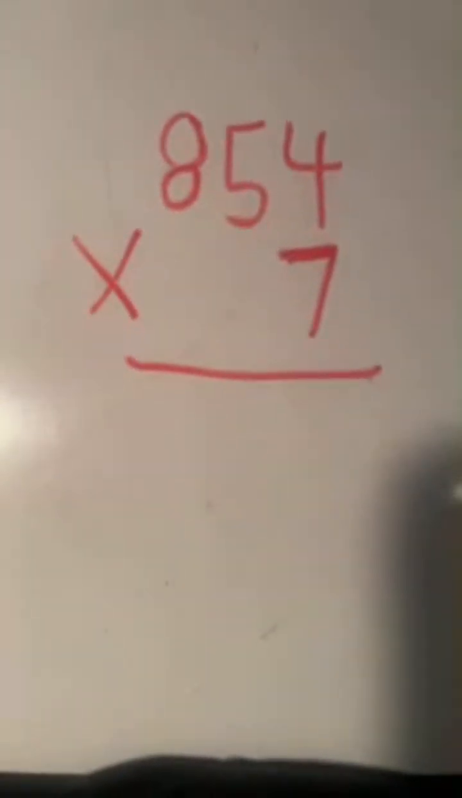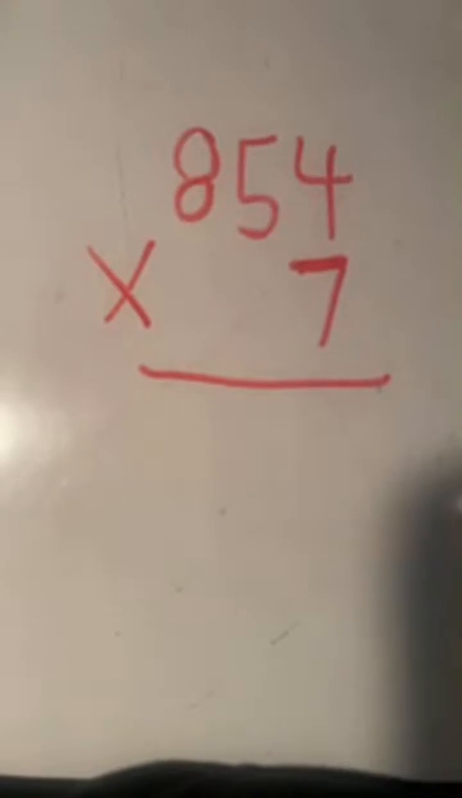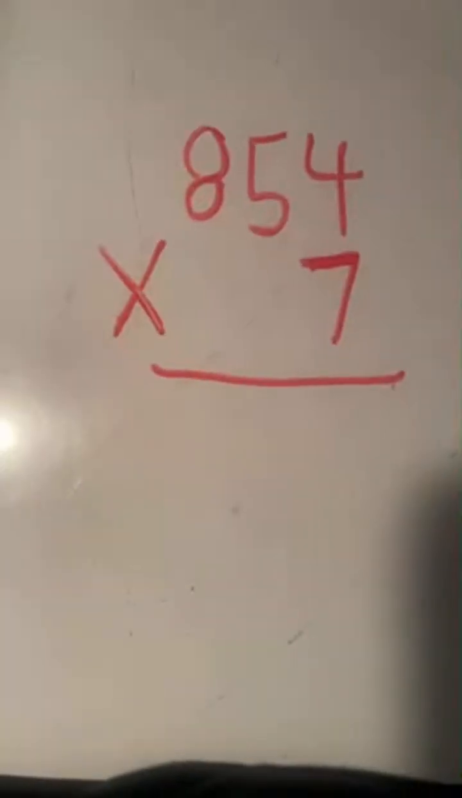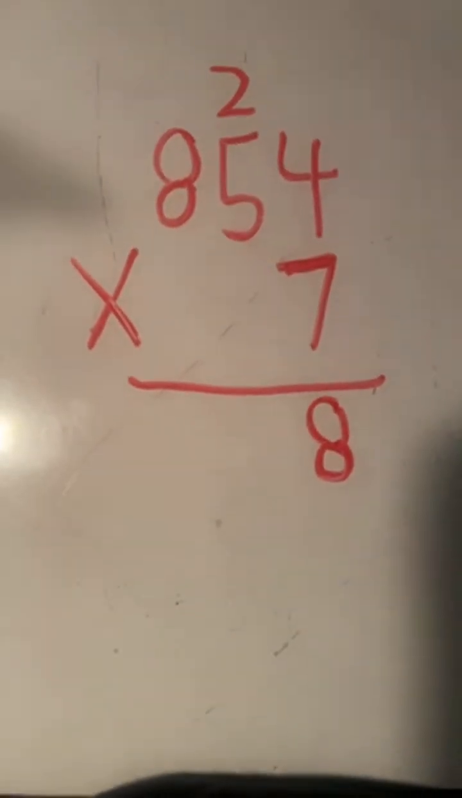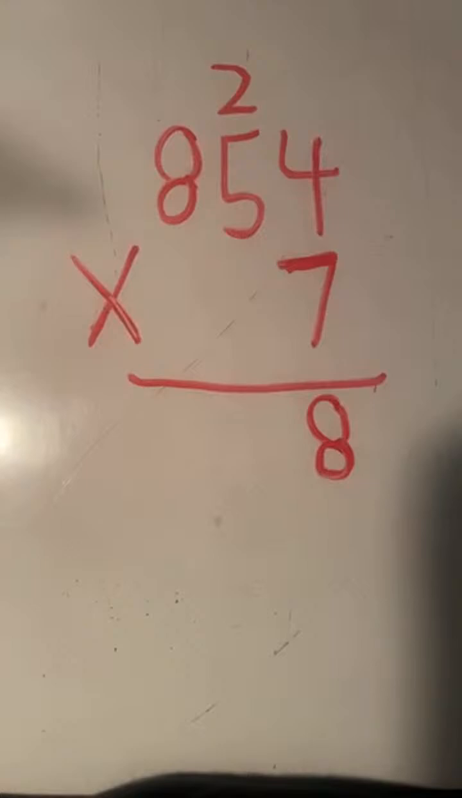So we start out in the ones place. 4 times 7 equals 28. 8, carry the 2. 5 times 7 equals 35, plus 2 equals 37. 7, carry the 3.